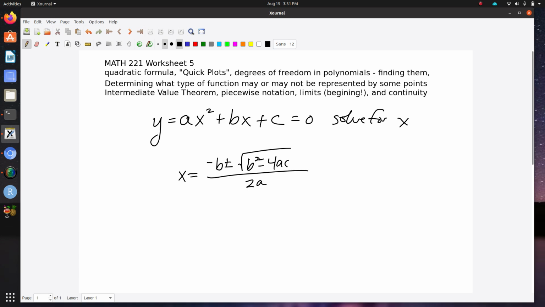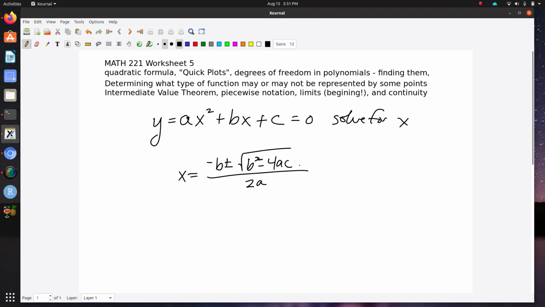I will sing it to you. X equals negative b plus and minus the square root of b squared minus 4ac all over 2a. Okay, don't say I didn't sing it for you.